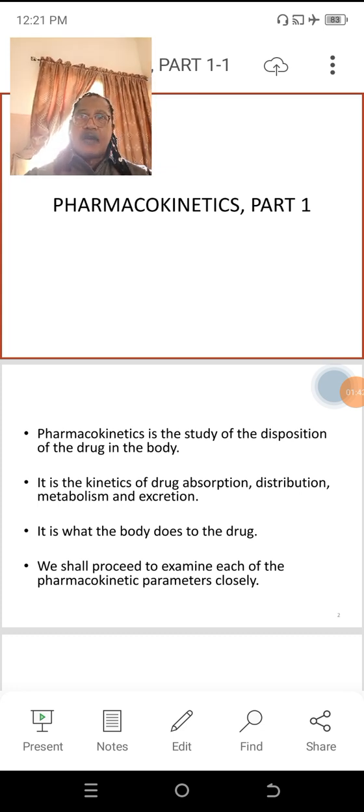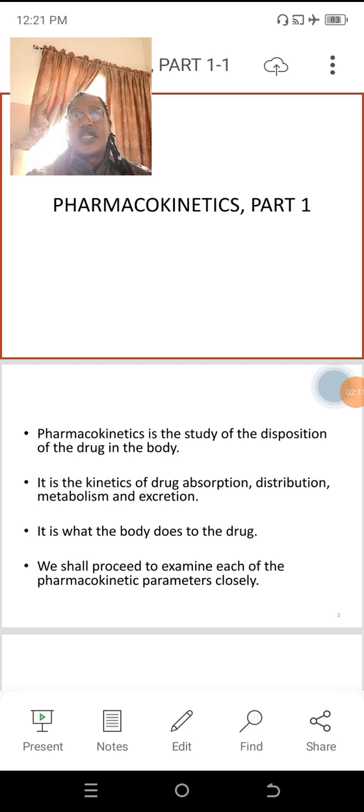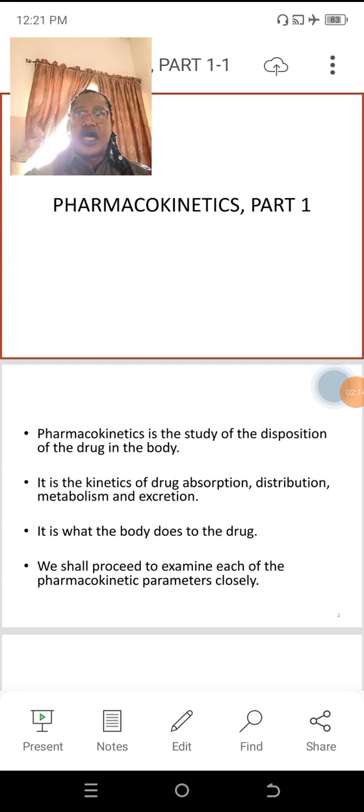the body will absorb the drug, take the drug into the body. Then, after absorption, the body will move the drug around the body. Then later, the body will break the drug into different smaller units or components, metabolism, and then after some time, the body will get the drug and or its waste product out of the body, excretion.